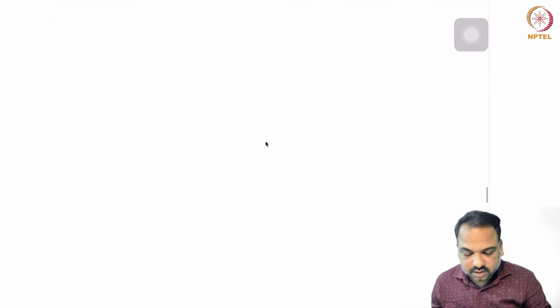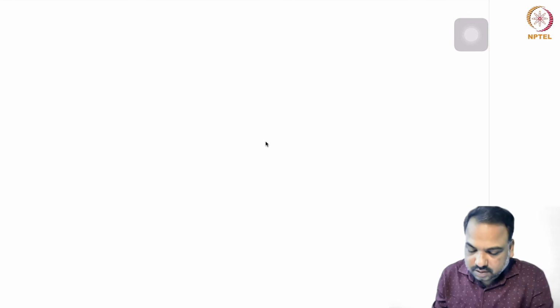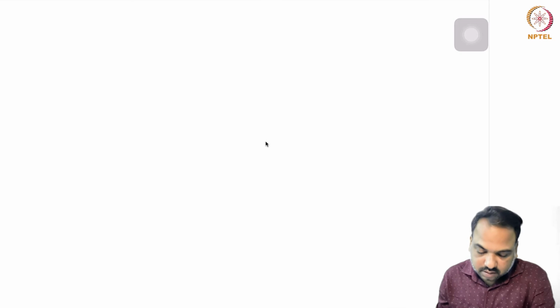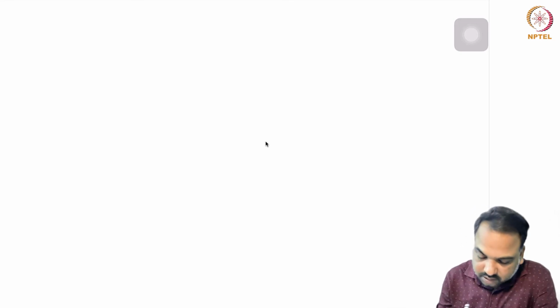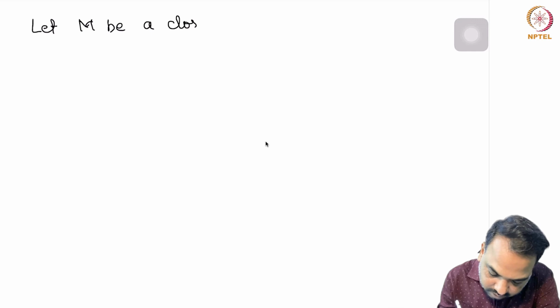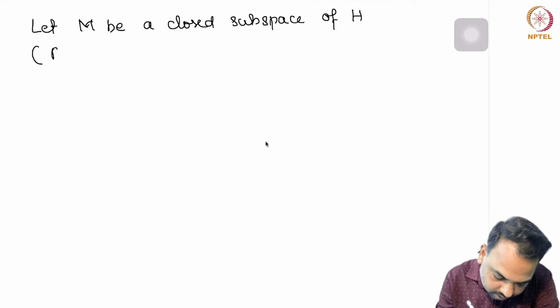Now we can ask the question, is it possible to get an orthogonal projection in Hilbert space? So we can actually get an orthogonal projection in a given Hilbert space by the projection theorem. Let us look at this part. Let M be a closed subspace of H, so this is a proper subspace.